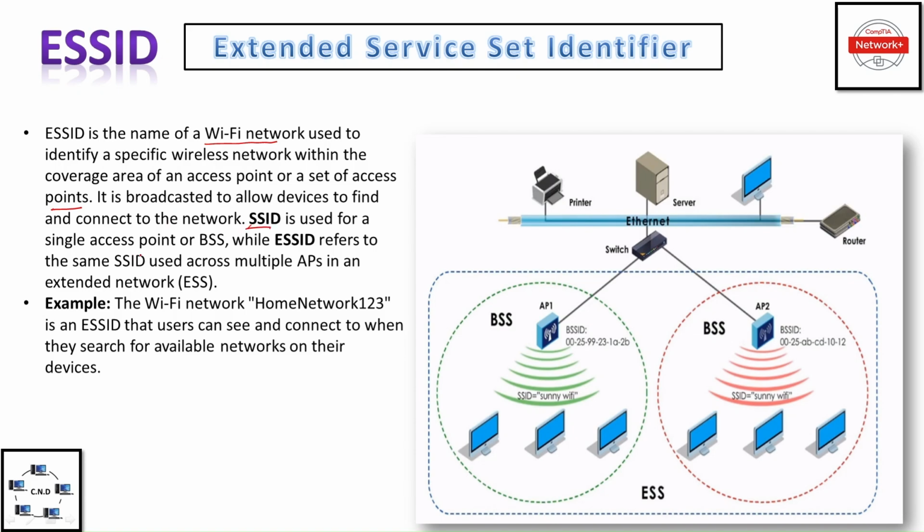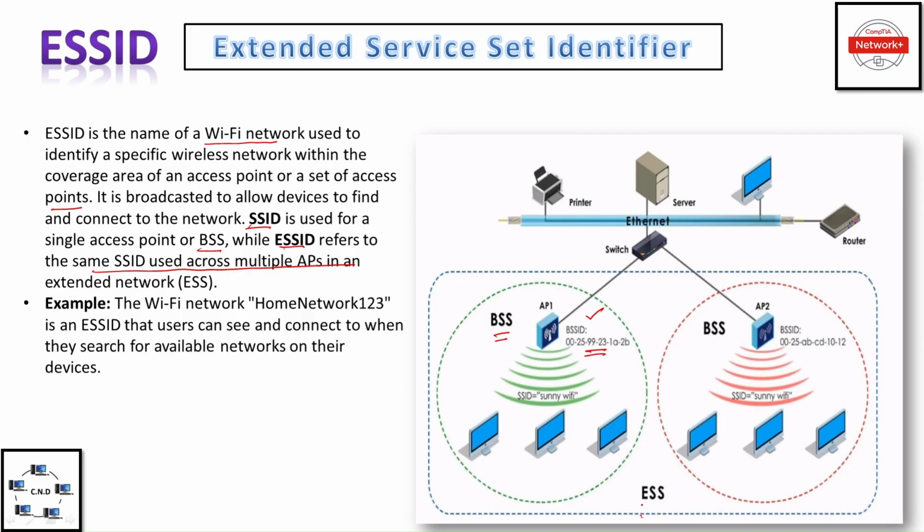SSID is used for the single access point, or BSS, while ESSID refers to the same SSID used across multiple APs in an extended network. So remember, we already studied the BSS, or the BSSID, which is for the single AP, which represents the MAC address of a single AP.